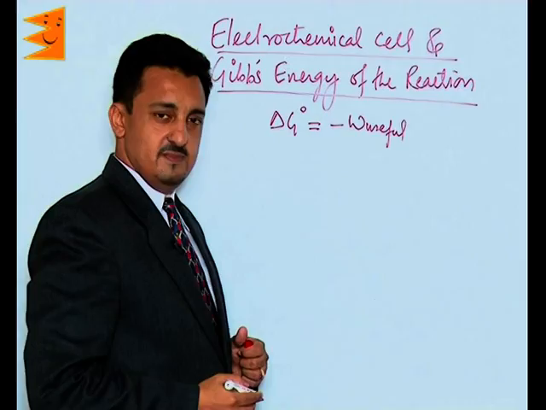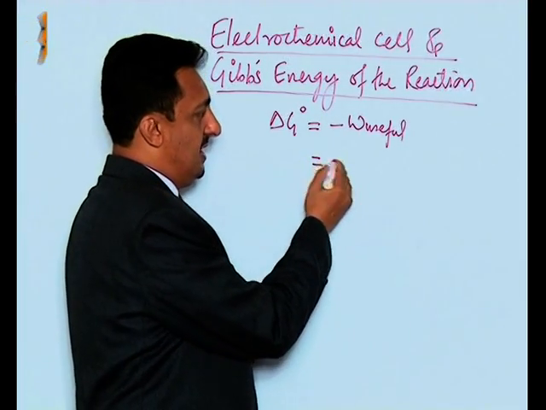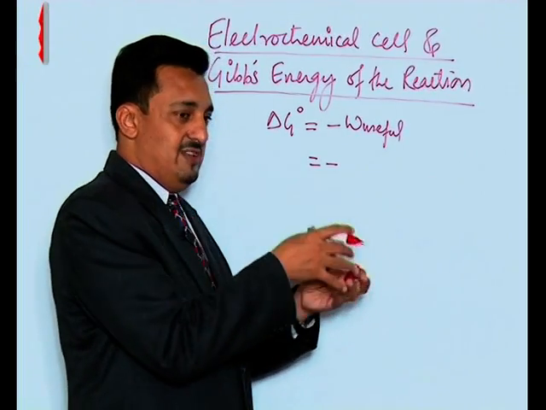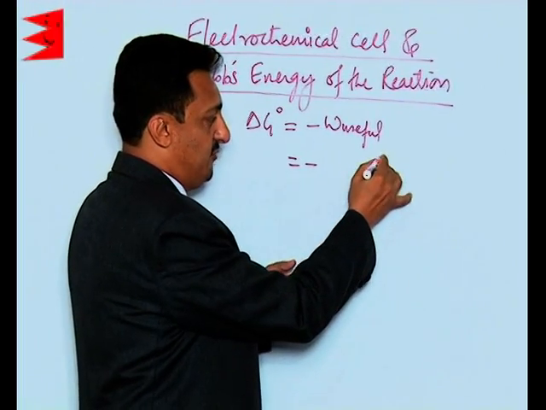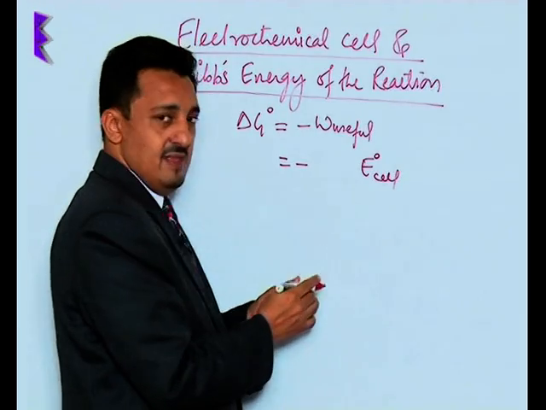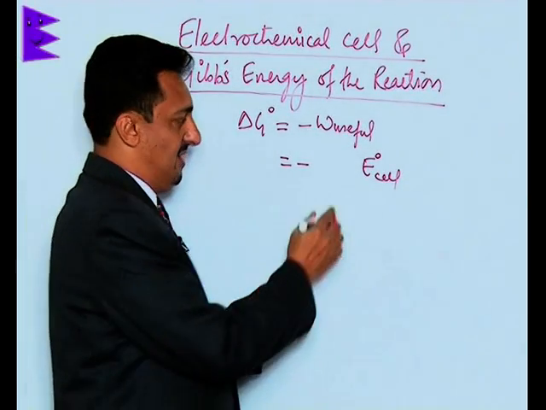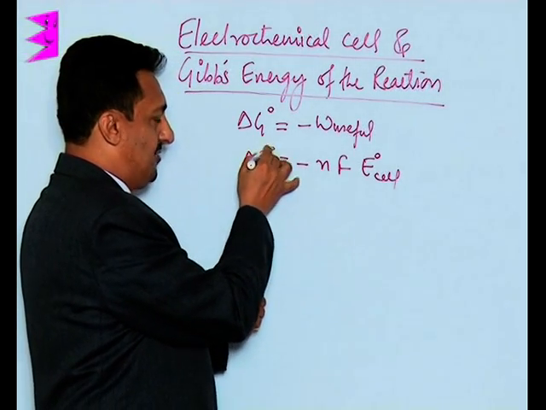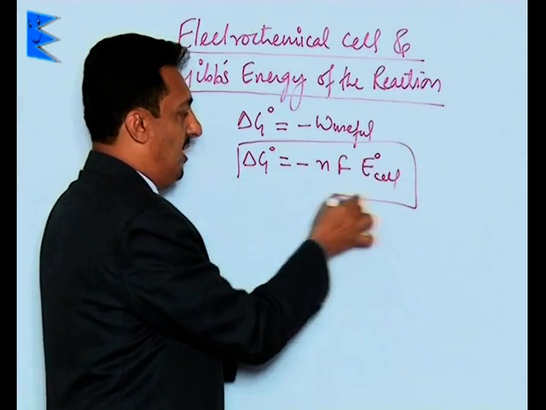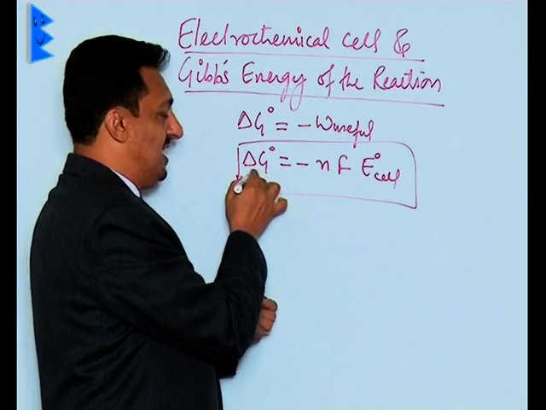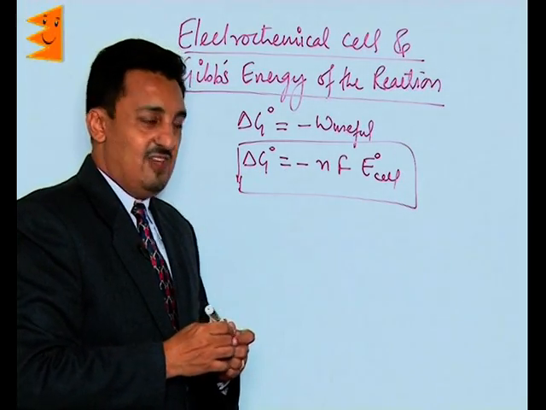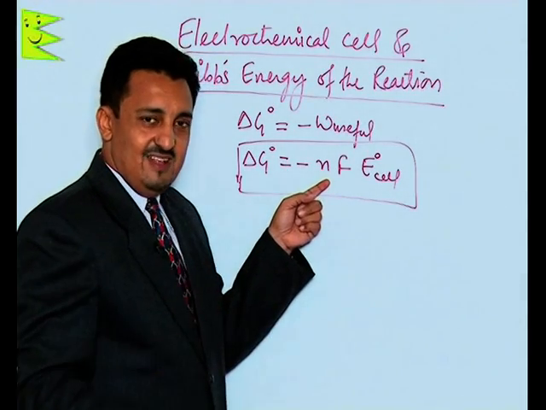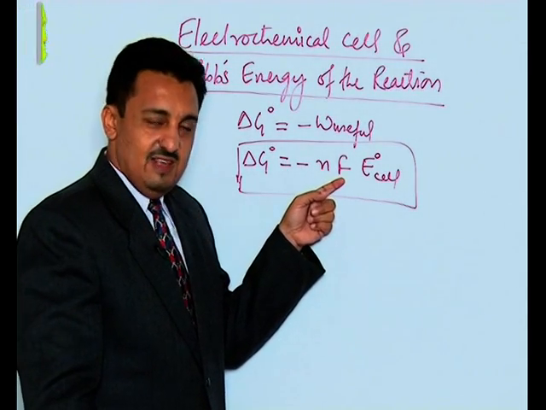useful work done. And the useful work done in any of these galvanic cells can be the product of the force into displacement. The force is your electromotive force, which is the E naught cell, and the displacement is of the charges, and how much charge is displaced is nF. So always remember, for electrochemical cells, for galvanic cells, the Gibbs free energy change is equal to minus nF E naught cell, where n is the number of electrons exchanged and F is the Faraday's constant.